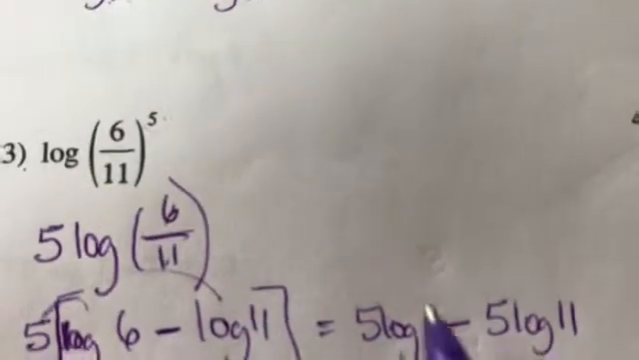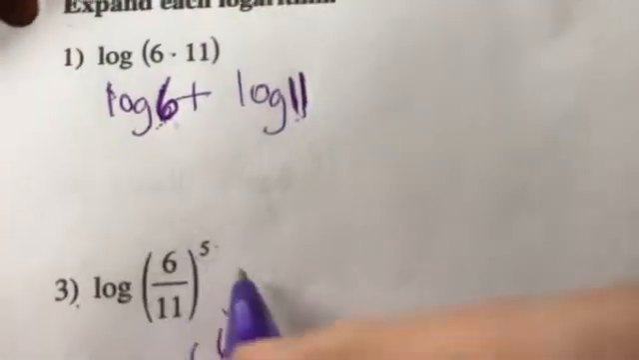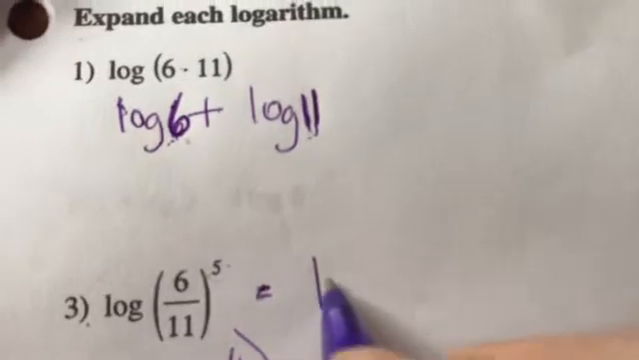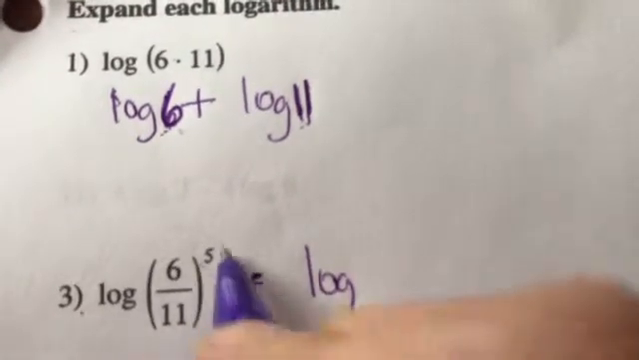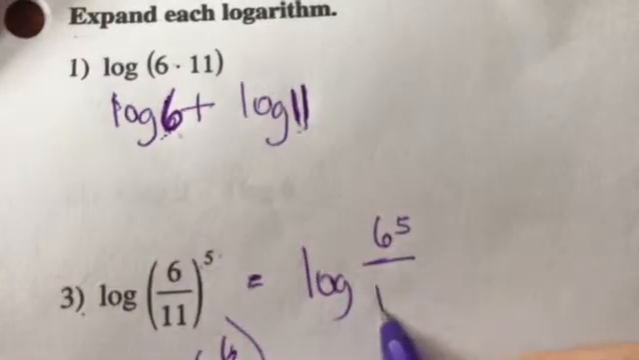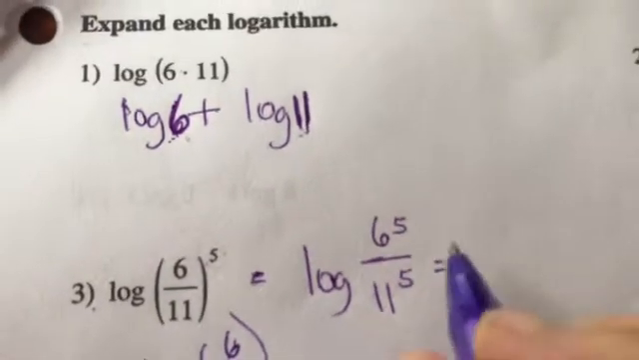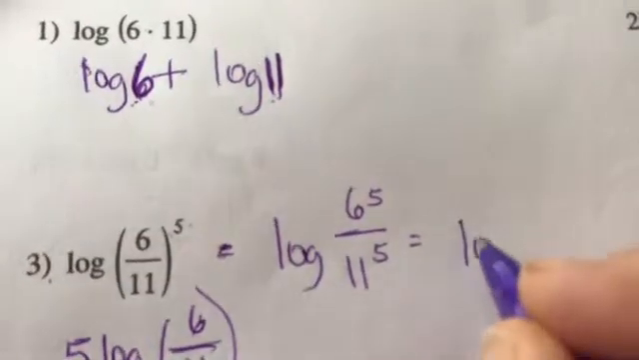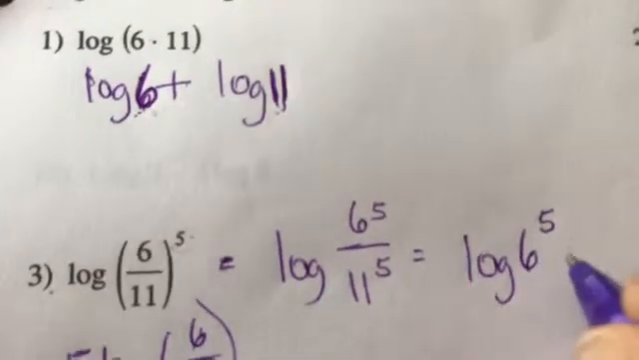So we're just practicing expanding it. Now, you could have done this all in one step. You could have written this as, remember, all of this is to the 5th power, so I could have written this as 6 to the 5th over 11 to the 5th. And then started to play my game. I could have said, okay, well, that's log of 6 to the 5th.